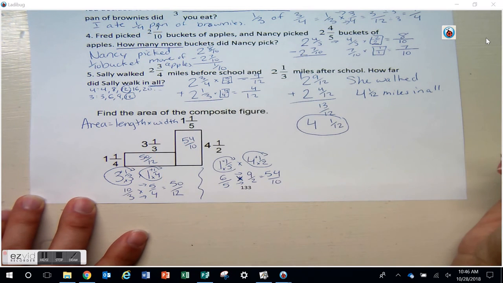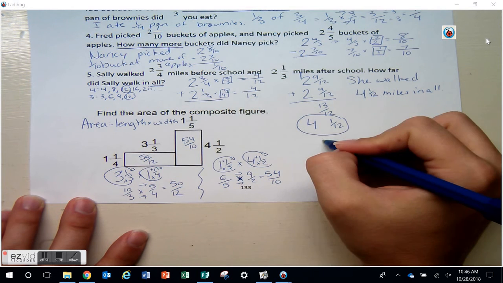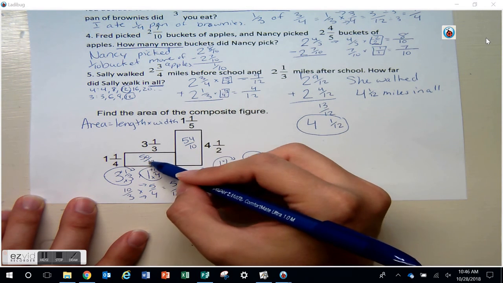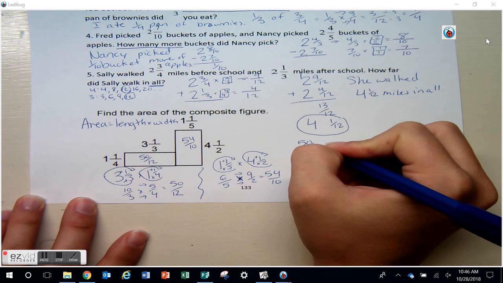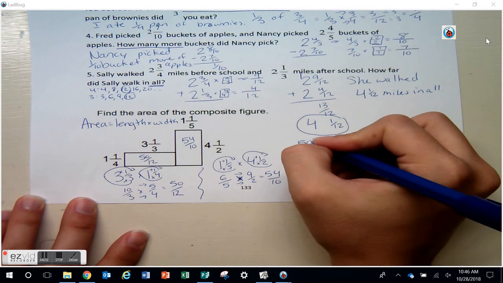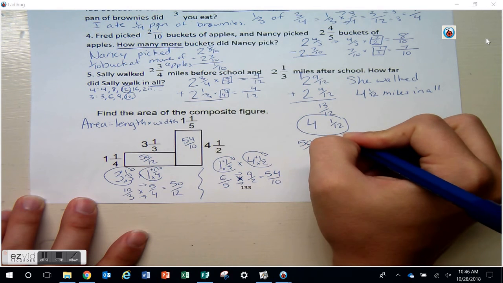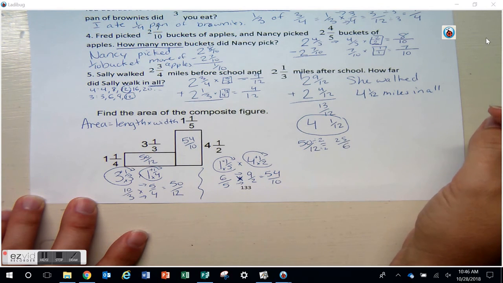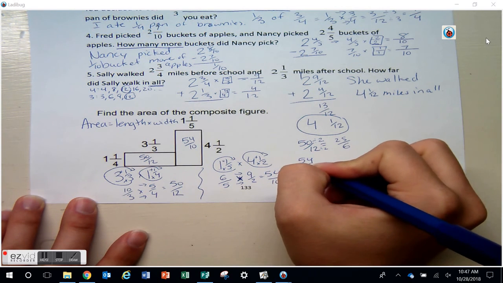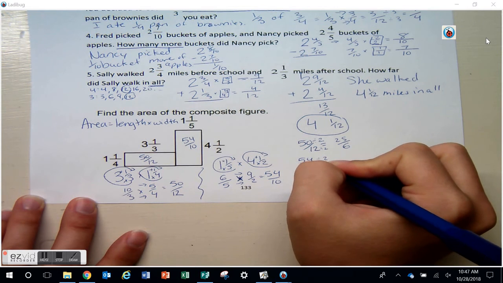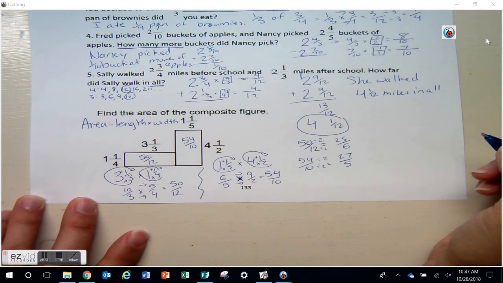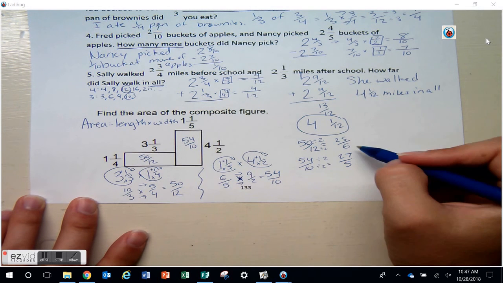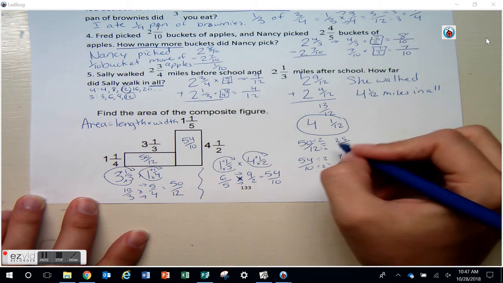Now with these two, we need a common denominator before we can add them. But I see that these are both even, so maybe it will help me if I reduce these fractions a little. 50 twelfths is the same as, if I divide by 2, 25 sixths. 54 tenths, if I divide by 2, I'd get 27 fifths.